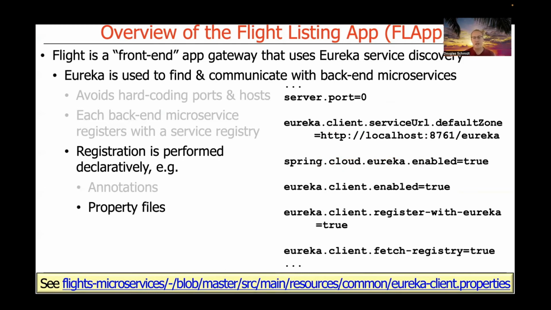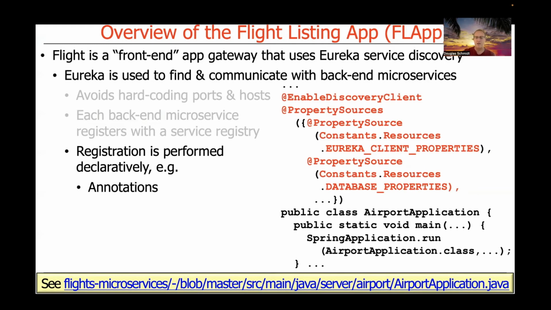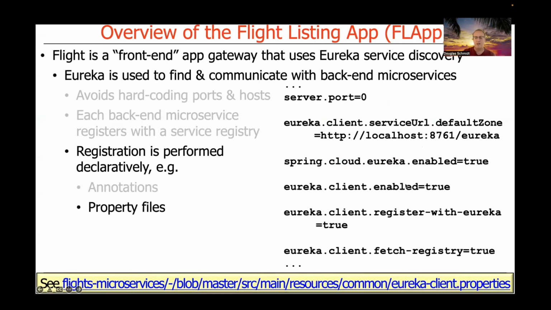And then there's also these things called property files. And there's a bunch of different property files. Here's kind of the common property file. You can see that that's actually what's referenced over here with Eureka client properties. That actually points to this particular file. And this is what's used for the different discovery services. They're all kind of common in that respect.